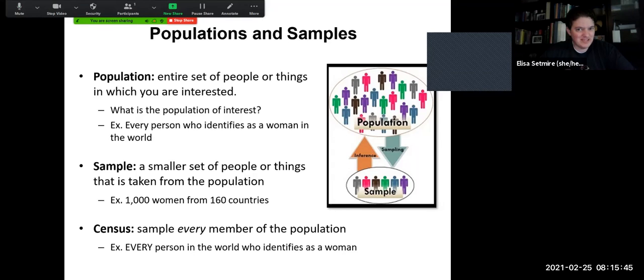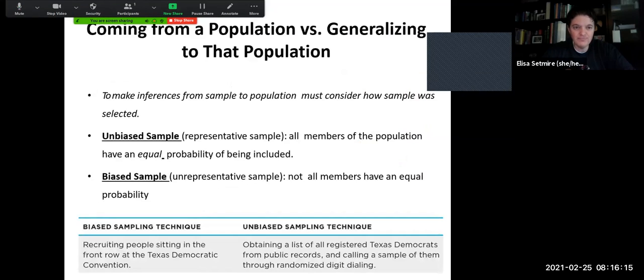Now, sometimes a census is possible, but for the most part, it is not possible to ask every single person of a population, nor is it necessary. We actually don't need to gather information from the entire population if we take a good sample. So if we do our sampling methods correctly, we can take just a smaller subset and still draw accurate conclusions and still have that data be generalizable to the larger population at hand.